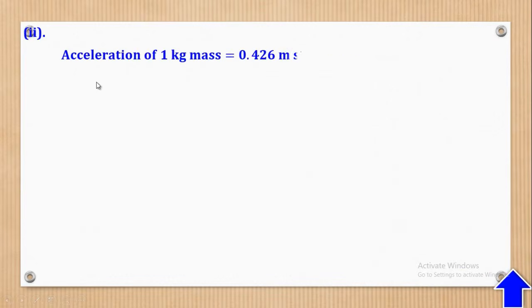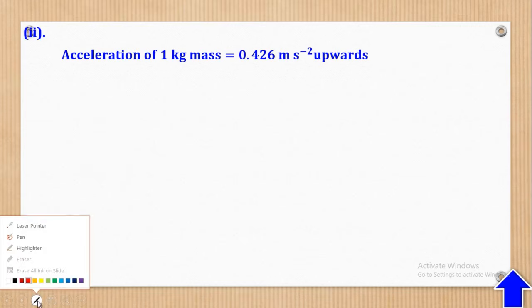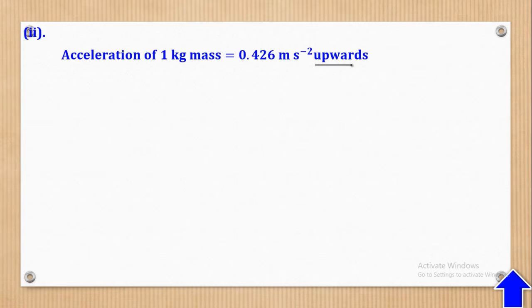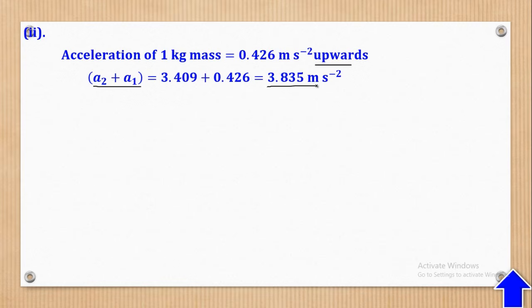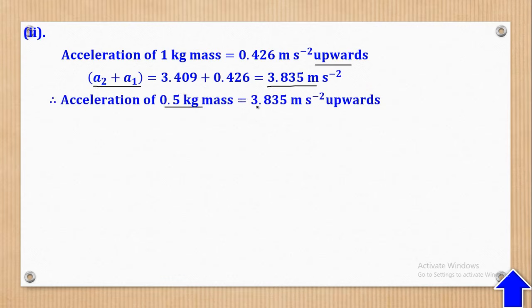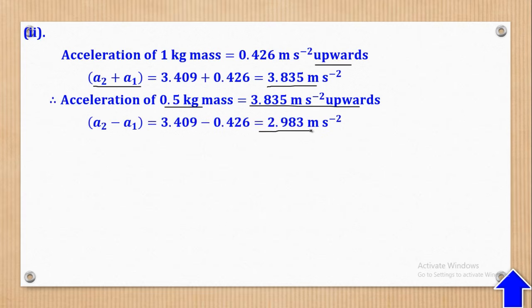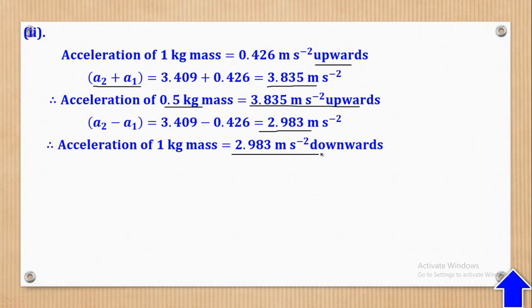So now we shall go to Roman 2. The acceleration of the 1 kilogram mass is 0.426 meters per second squared upwards. Then when I say a2 plus a1, I'll come up with 3.835 meters per second squared. Therefore the acceleration of the 0.5 kilogram mass is that upwards. Then when I say a2 minus a1, I'll come up with 2.983 meters per second squared. Therefore the acceleration of the 1 kilogram mass is that downwards.